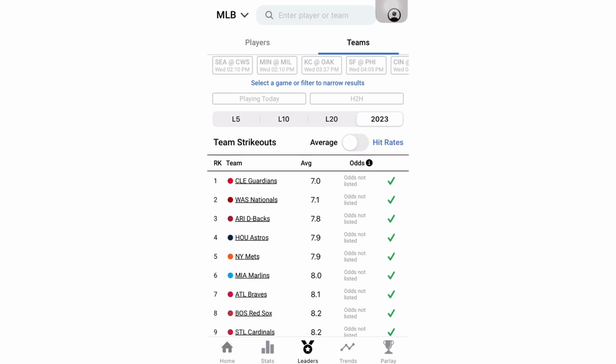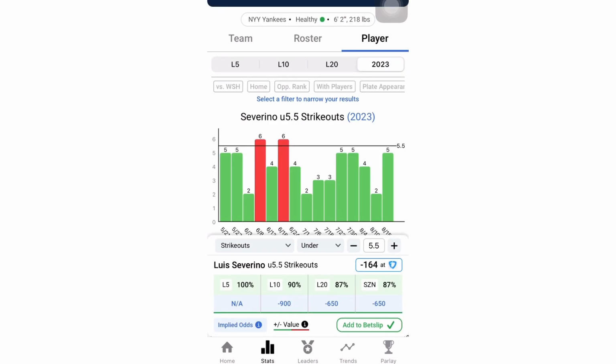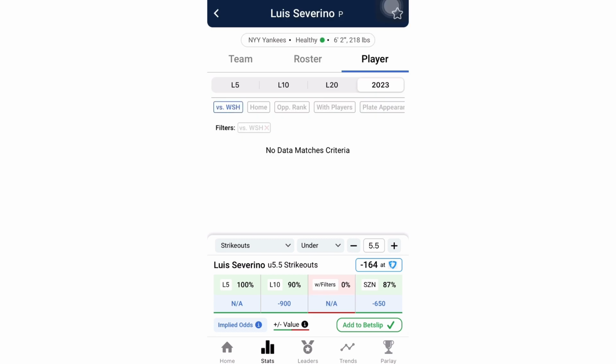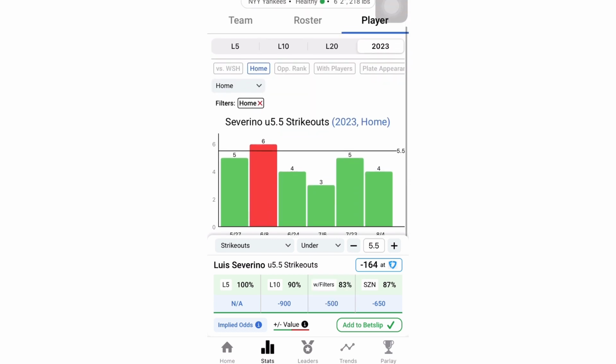And then, we go back to Severino's under, and we start to look at the edge here, which is really, really good, really, really strong. In fact, he's gone under in 87% of games this season. He's gone under in 100% of the last 5, and he's gone under in 90% of the last 10. So, there's a ton of value here. We can see he hasn't played Washington before. How's he performed in home games? He's gone over in just 1 home game this season.